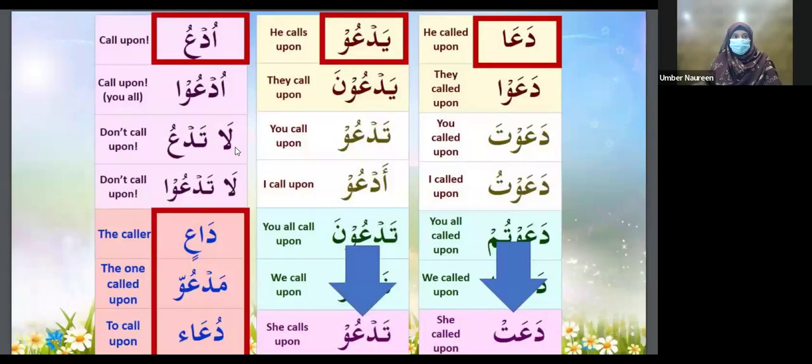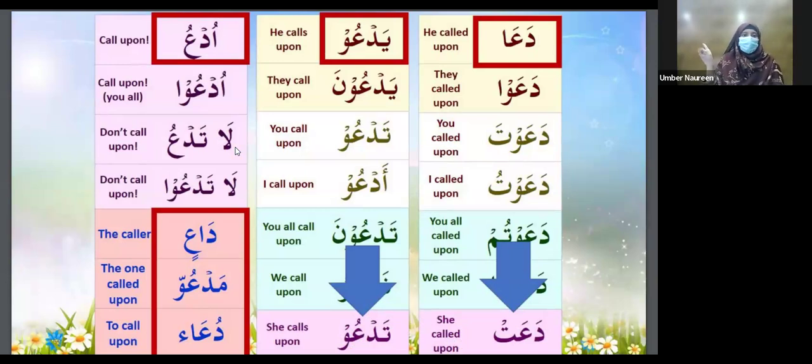Alhamdulillah. So here is the complete table. Da'a, he called upon. Da'aw, they called upon. Da'ata, you called upon. Da'awtu, I called upon. Da'awtum, you all called upon. Da'awna, we called upon. And for feminine, da'at, she called upon.